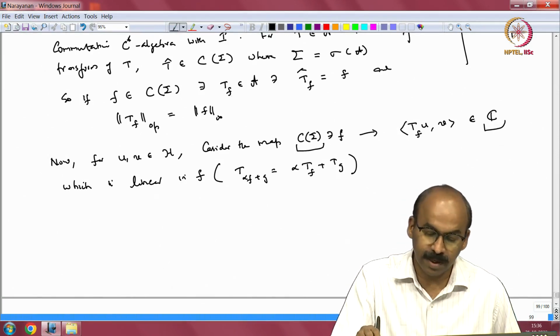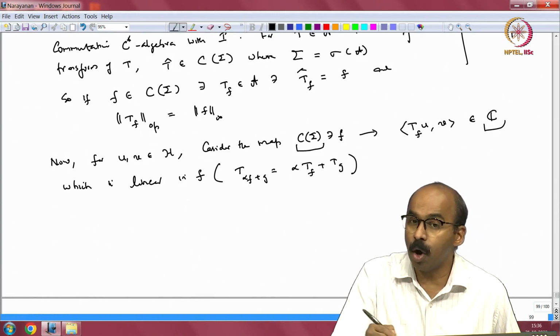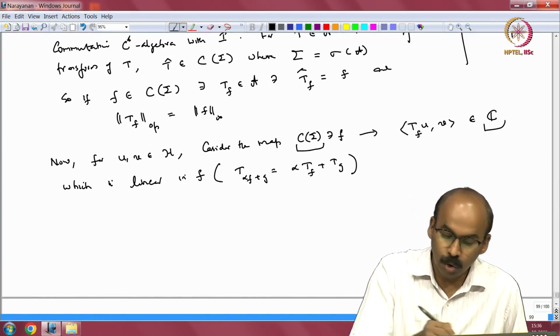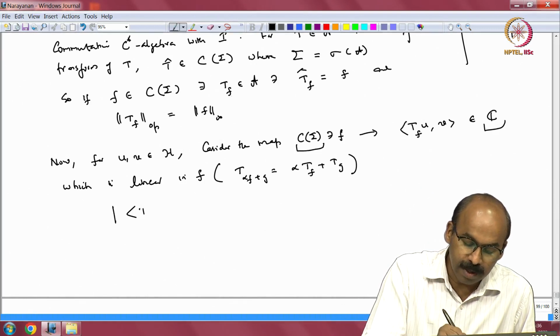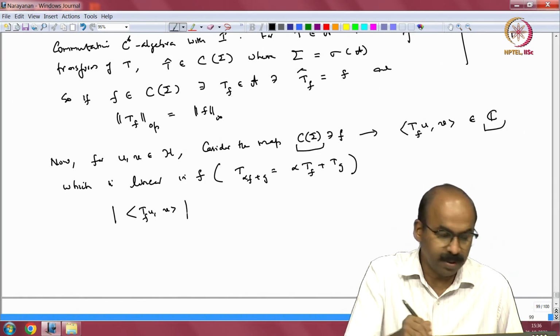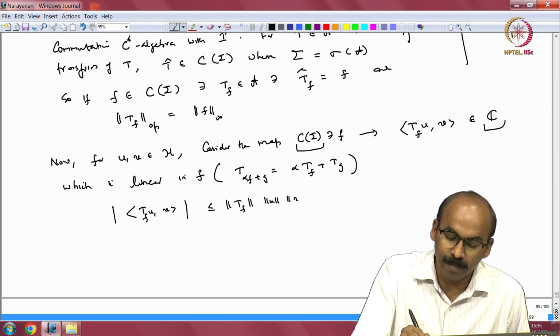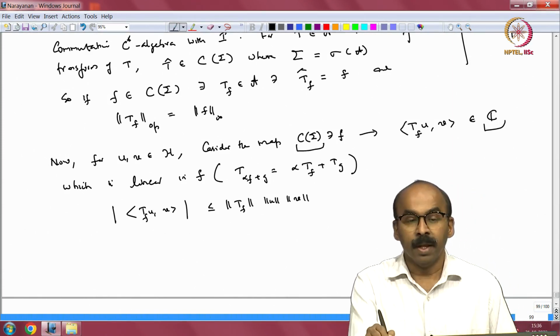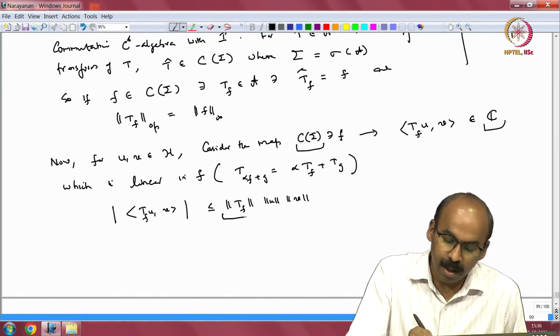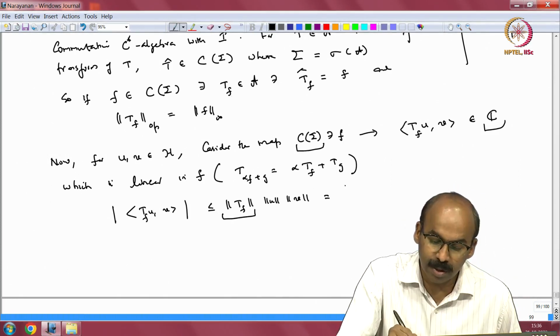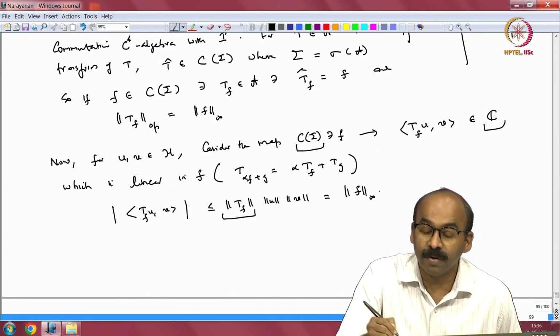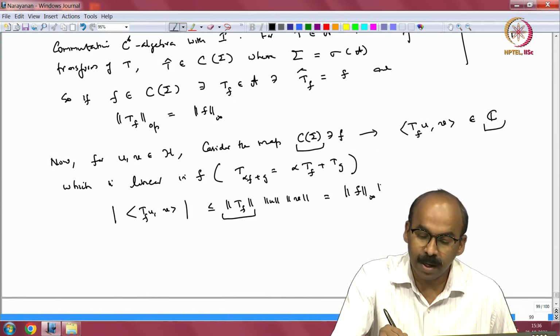So, let us see if it is continuous, okay. So, continuous with respect to the norm on C of sigma, right. So, the modulus of the inner product of T_F U with V is less than or equal to the norm of T_F into norm U into norm V, right, that is trivial. But we know that the norm of T_F is equal to the norm of F, which is the supremum norm of F, times norm U norm V, okay.